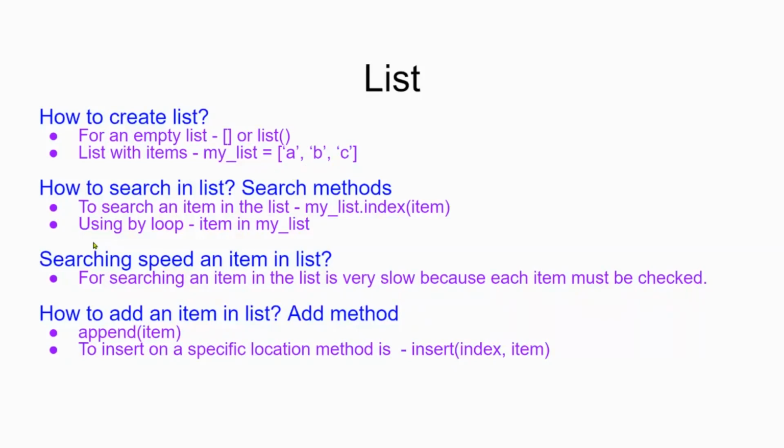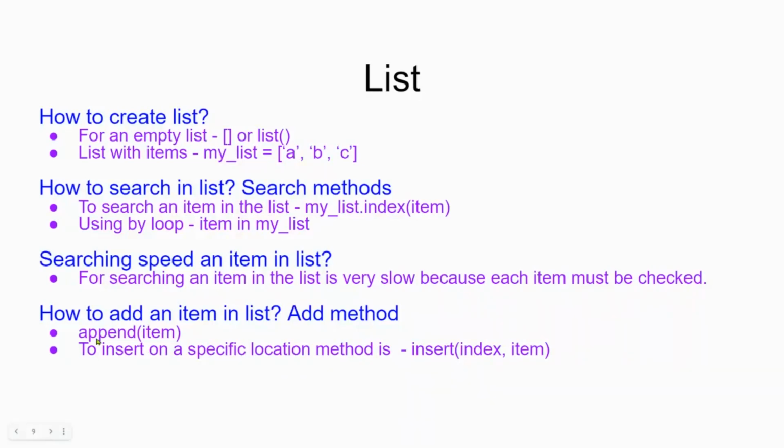How to search in a list: if you want to search for an item in the list, use the name of the list, dot index, and the index is the item you want to find out, so put it in here. Or you can use a loop, which we'll cover later. Searching speed for any item in the list is a bit slow compared to other container object types, because each item must be checked.